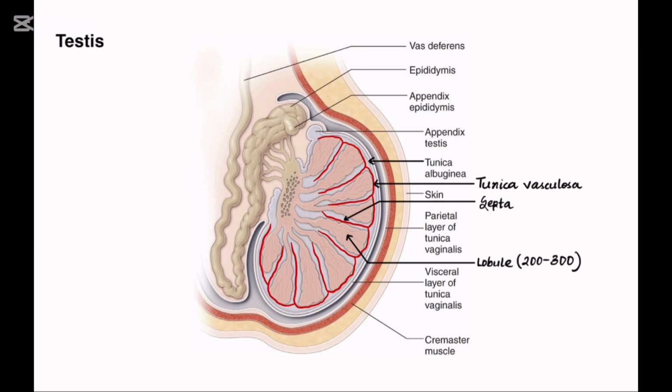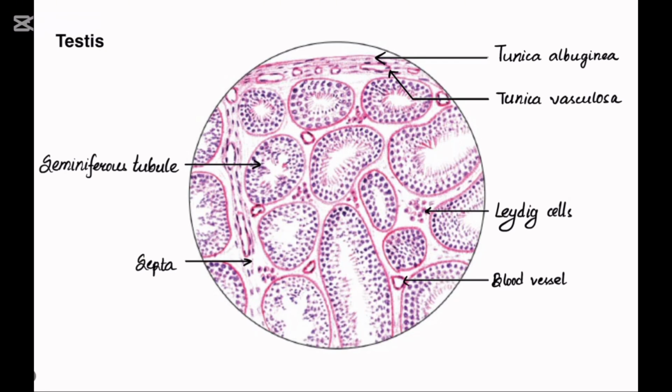So let's look at a slide of testes. The outermost connective tissue covering is tunica albuginea, which protrudes inside forming a fibrous septa. Both of them are supplied by the branches of the testicular artery forming tunica vasculosa. Now, the septa divides testes into many lobules. This is one of the lobules of the testes. Inside an individual lobule, there are 2 to 3 seminiferous tubules. These are the transverse sections of those seminiferous tubules.